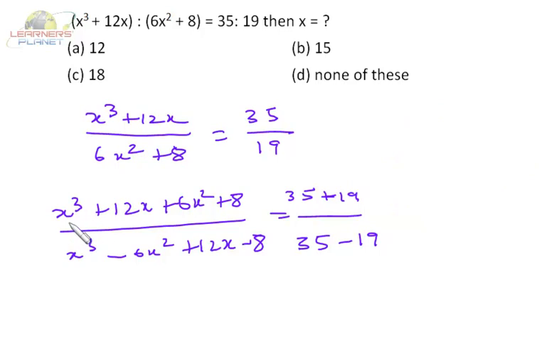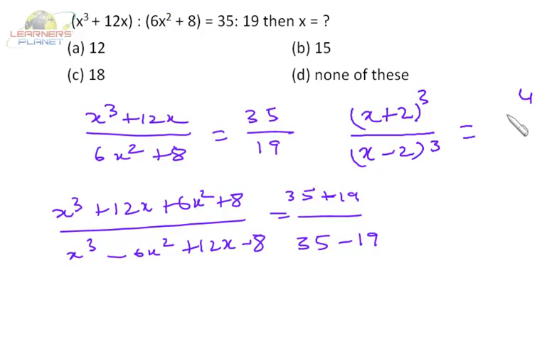Now we see over here it is x plus 2 whole cube. So it's (x plus 2) whole cube over (x minus 2) whole cube is equal to 35 plus 19, that is 54, over 35 minus 19, which is 16. Now let's cancel it. It is 27 and it is 8.